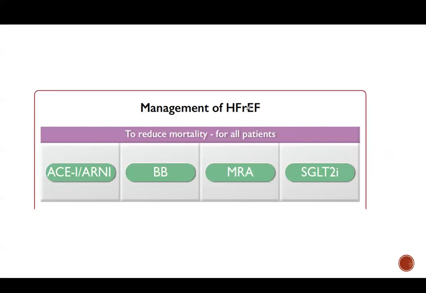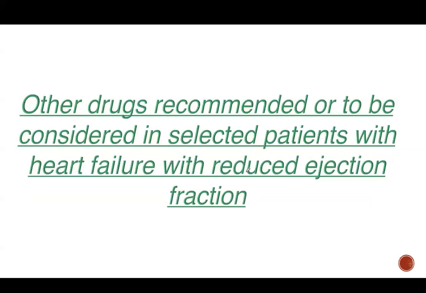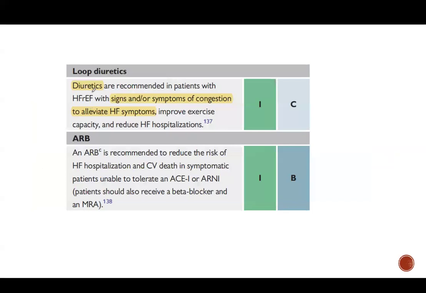So in the overall management of heart failure with reduced ejection fraction, these are all mortality-reducing drugs: ACE inhibitor or ARNI, beta blocker, mineralocorticoid receptor antagonist, and SGLT2 inhibitors. Other drugs to be considered in selected patients are loop diuretics. Diuretics should be given in any patient with congestive symptoms to relieve congestion. So if a patient has congestive symptoms like breathlessness, pulmonary edema, or crackles, you should start the patient on loop diuretics. An ARB, that is angiotensin receptor blocker, is recommended to reduce the risk of heart failure hospitalization and cardiovascular death in symptomatic patients unable to tolerate an ACE inhibitor or ARNI.